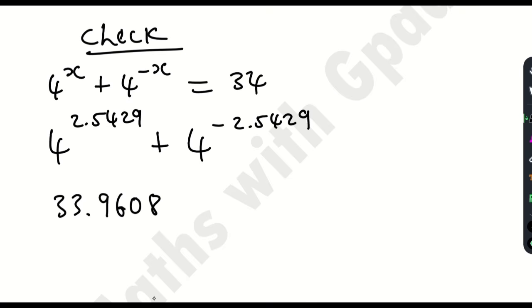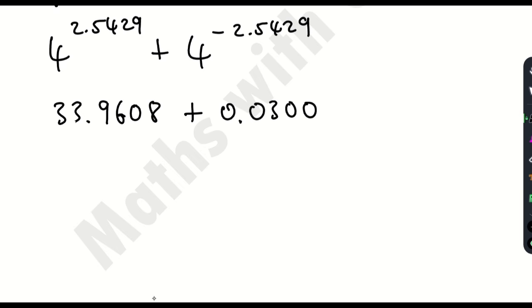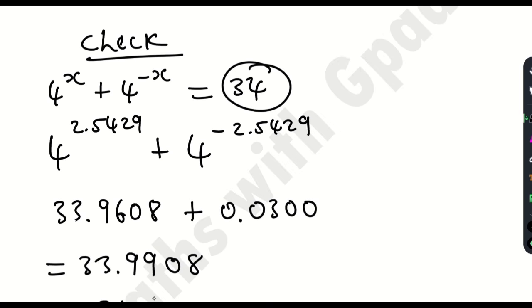33.9608. Now let's come to this one. 4 raised to negative 2.5429 is 0.0300. Now when you add these two numbers, again I'm using my calculator, it's 33.9908. Can you see that approximately, even if you round this up to 1 decimal place, you have 34. And it was 34 we had on the right hand side of the original equation.